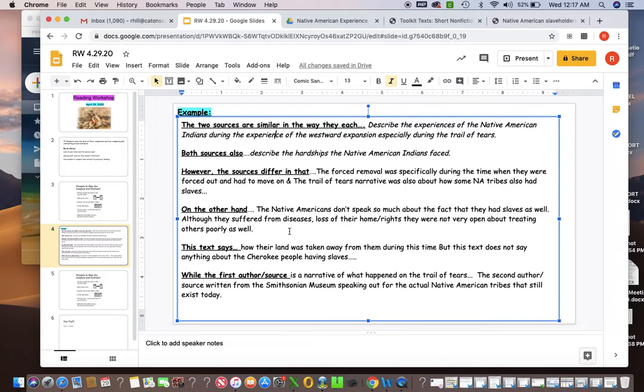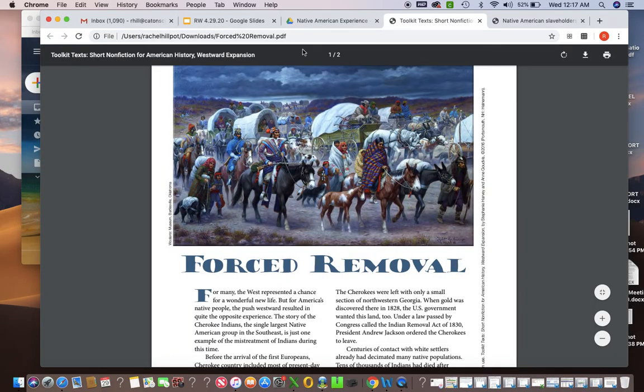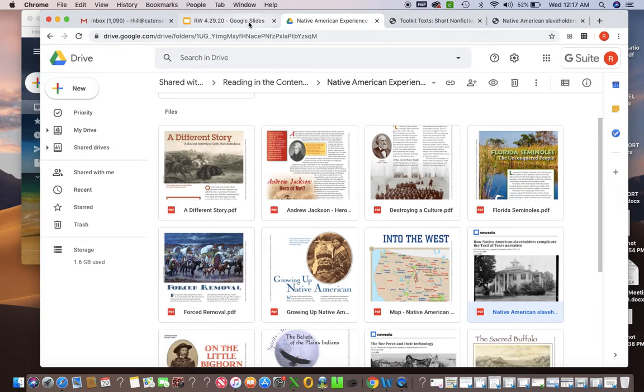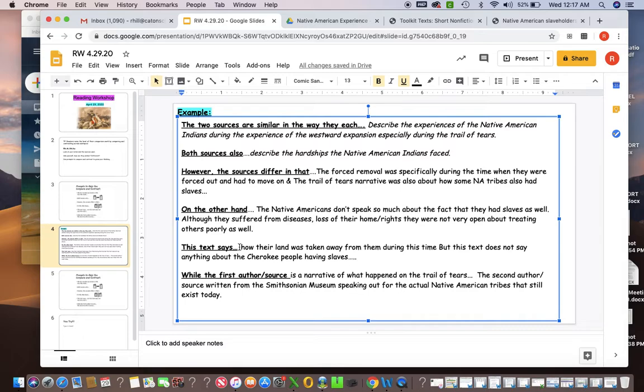So this text says how their land was taken away from them during this time. And when I say this text says, I was referring to the forced removal. So maybe I could be a little more specific, and I'll just put in here forced removal because that was the text I used. But this text does not say anything about the Cherokee people having slaves.